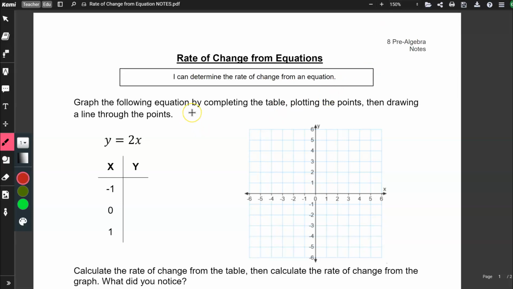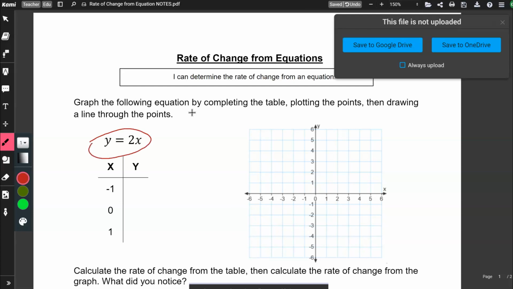Okay. So first thing we want to do is graph the following equation by completing the table, plotting those points, and then drawing a line through the points. So we're given an equation here. If you look at this, we're given the equation y equals 2x. So our y value, whatever that is, is going to be equal to 2x.